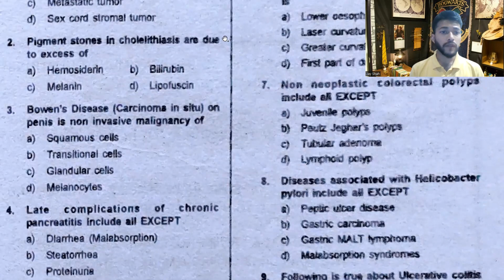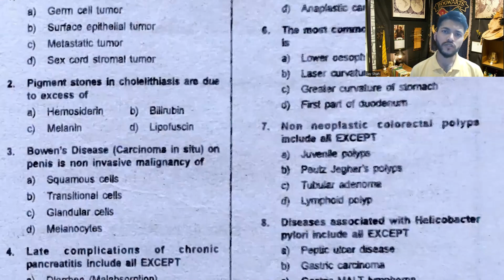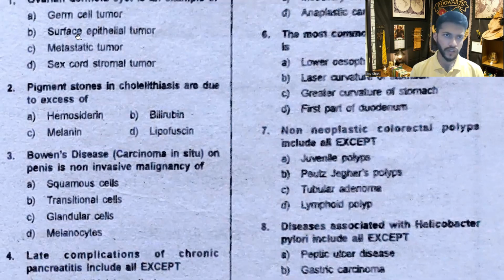Right. Pigment stones in cholelithiasis are due to. Now, cholelithiasis is basically gallstones. So with gallstones, the bile will not come into your small intestine. As a result, there's stasis and stone formation. And stone formation will have the pigment bilirubin.